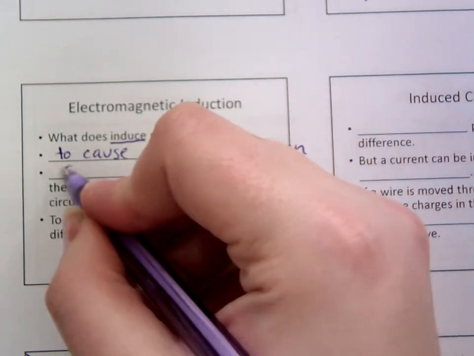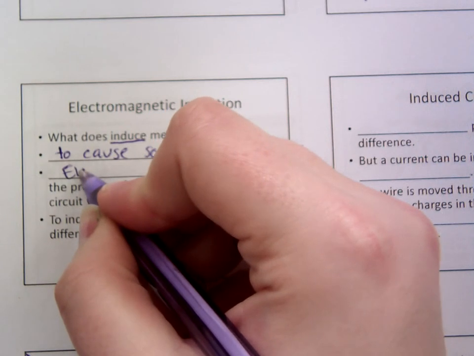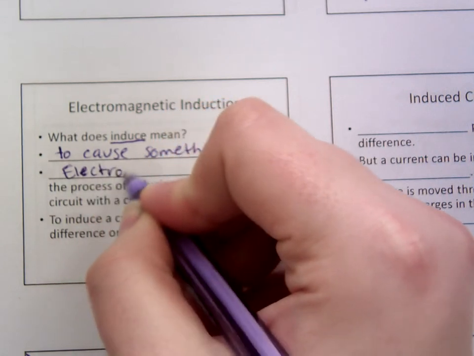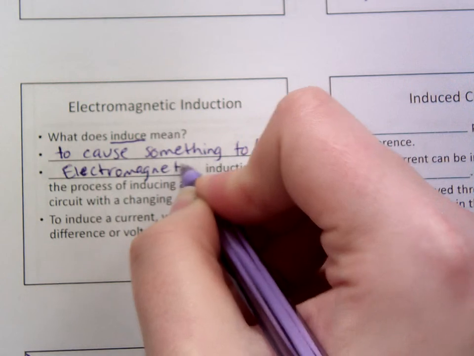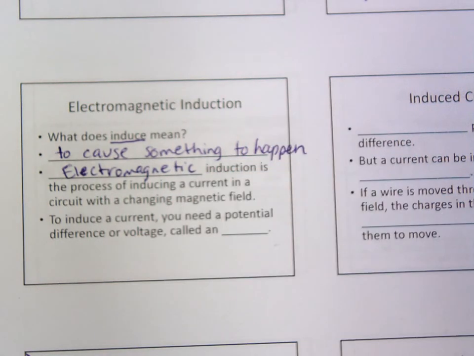So when we talk about magnetic induction, it's the process of inducing a current in a circuit using a magnetic field. So we are causing current to happen using a magnetic field.